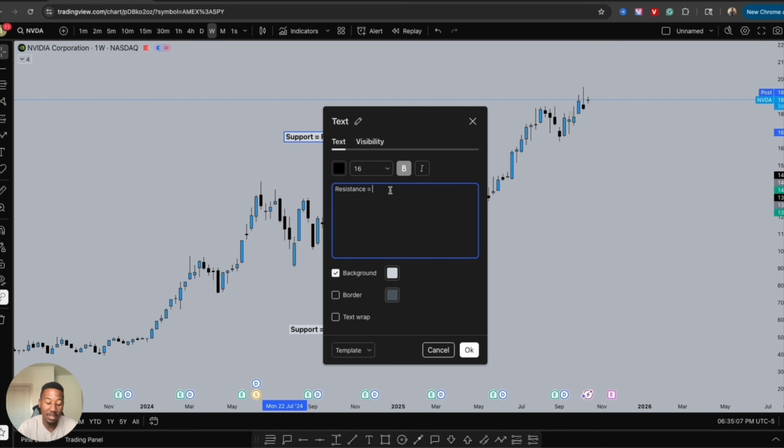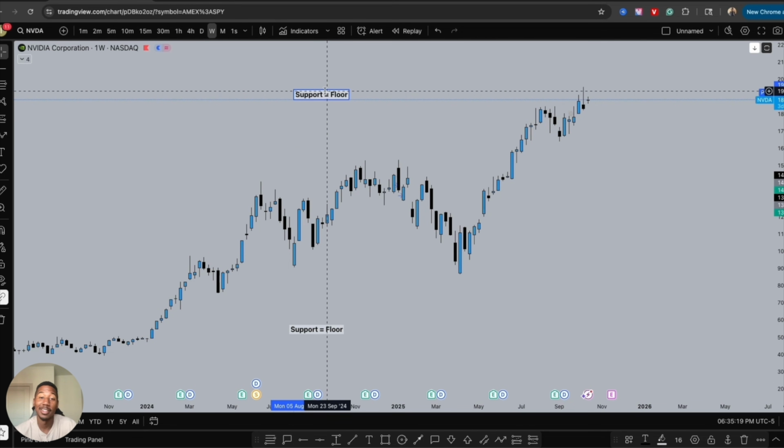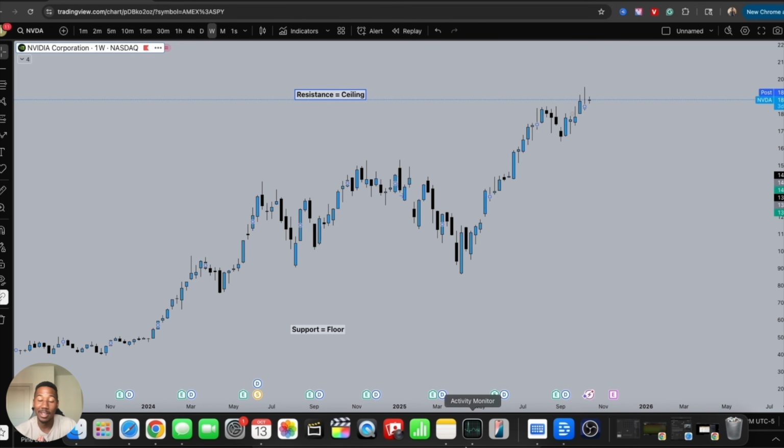When you think of resistance, I want you to think of the ceiling. This is going to be a level that the stock price has trouble getting above, and it's going to be the opposite of support. Funny thing about them being opposites, whenever you actually get below support, support becomes resistance. And whenever you get above resistance, resistance becomes support. Remember that.